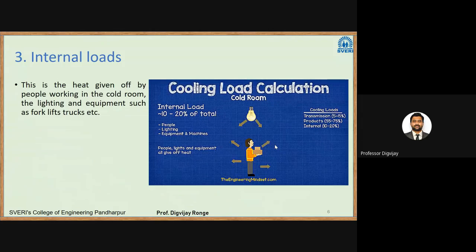Third is internal loads. So what I am doing now is calculating the loads acting on a cold room. First we saw the transmission load, that is through conduction and convection. Second, we saw the product load, that is the heat rejected by the product we are keeping inside the cold room. Third is internal loads. Now internal loads, as the name suggests, are the load caused by the internal elements.